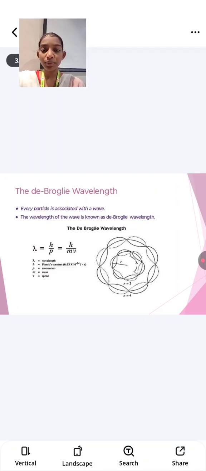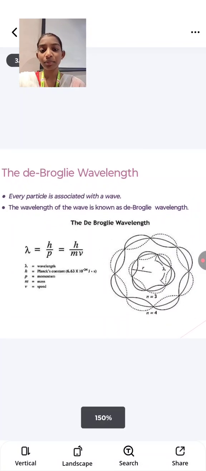Every moving particle is associated with a wave. We already know a wave is a disturbance in a medium, and particles are electrons, protons and atoms. So every particle is associated with a wave. The wavelength of this wave is known as the de Broglie wavelength. Here is a diagram.